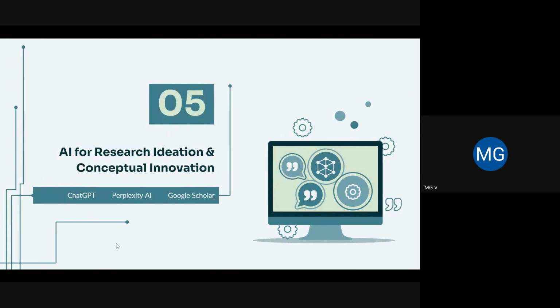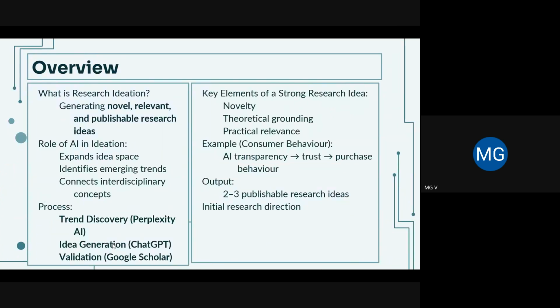Now, AI for research ideation and conceptual innovation. Basically, research ideation is the process of generating innovative and publishable research topics. In the AI era, tools like ChatGPT and Perplexity AI significantly enhance the process by identifying emerging trends and suggesting interdisciplinary connections. However, ideation must not rely solely on AI-generated suggestions. It must be grounded in validated literature.